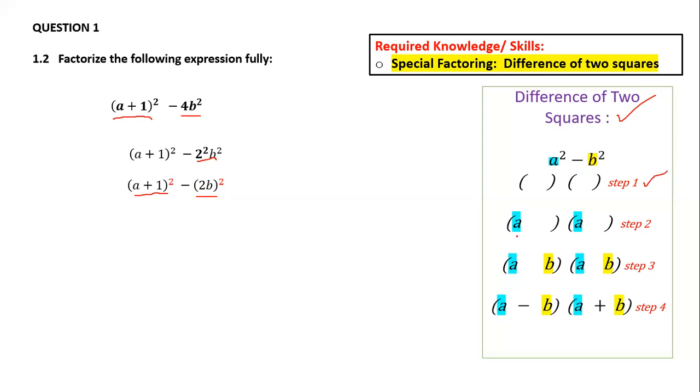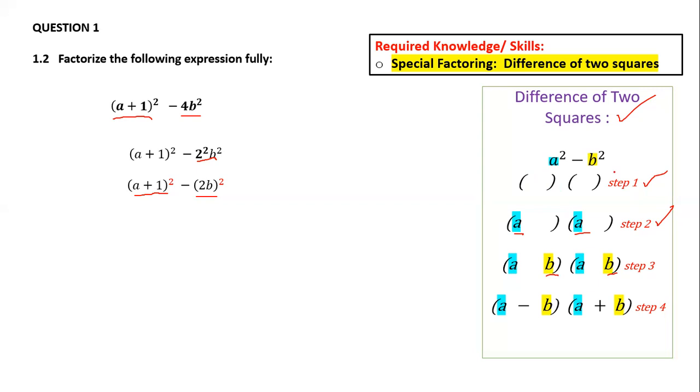Next step, you put the first thing squared in each of the brackets. Next step, you put the second thing squared in the brackets. And the last step, you alternate the signs. Okay, so we have a squared minus b squared.